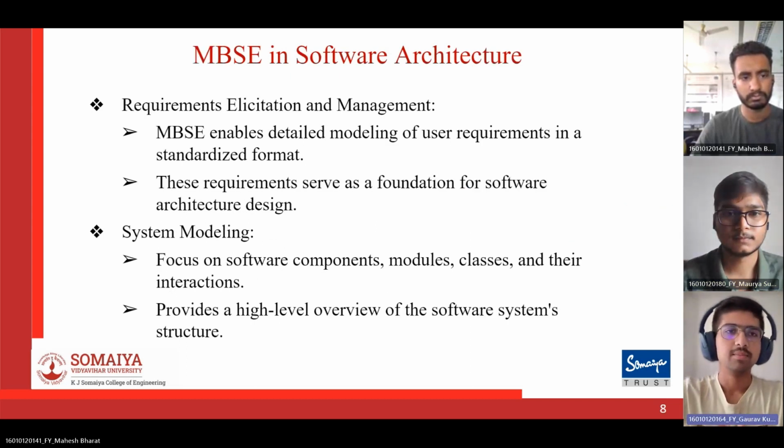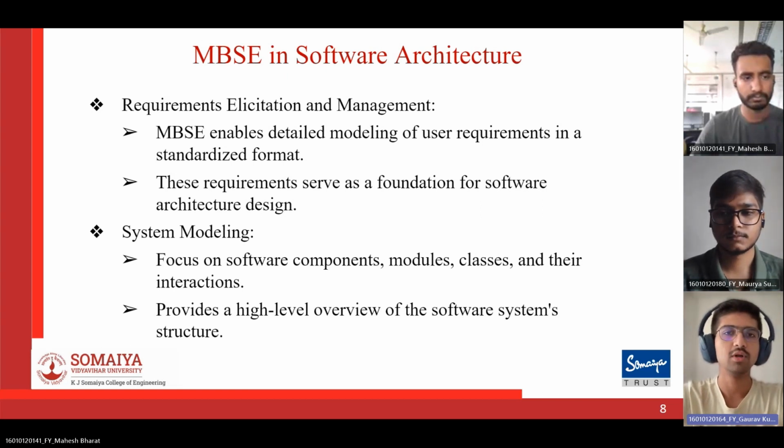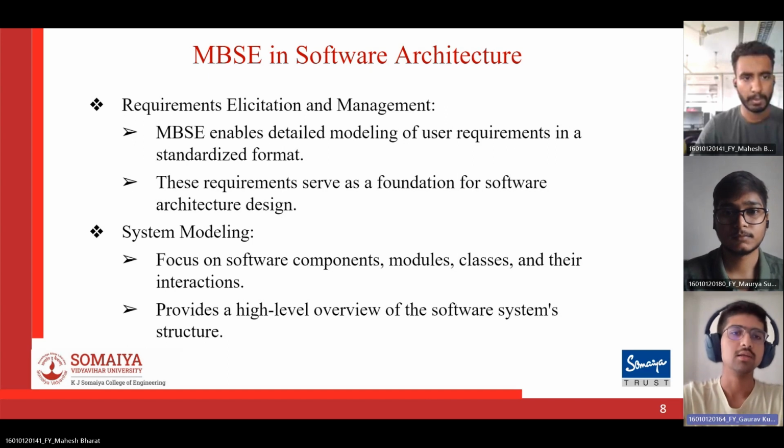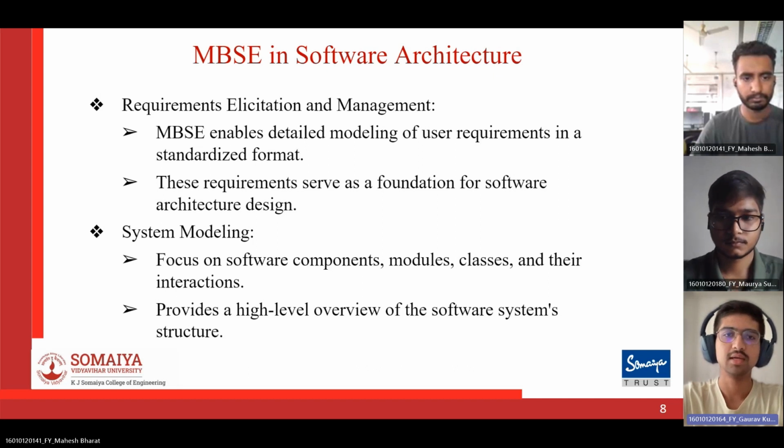Now I will be explaining MBSE in software architecture. In the domain of software architecture, MBSE acts as a guiding light, applying system engineering principles and modeling techniques to enhance the development of software-intensive systems. Firstly, requirements elicitation and management. MBSE allows architects to create detailed models of user requirements, ensuring a standardized and visual representation of user needs. Then the software architecture leverages these models to design systems that align precisely with specified requirements.